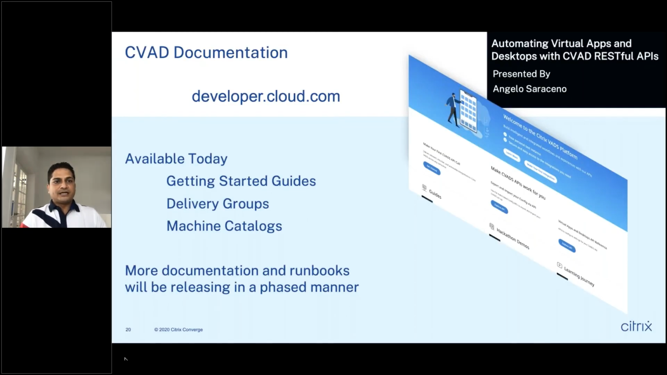In terms of our documentation, I would highly recommend following developer.cloud.com or regularly visiting it. Today, we already have a lot of getting started guides there. We have documentation on delivery and machine catalogs, and you'll soon see more documentation and runbooks coming in here, and that too in a phased manner. I would recommend attending Automating Virtual Apps and Desktops with CVAD RESTful APIs, a session from Angelo Saraceno.